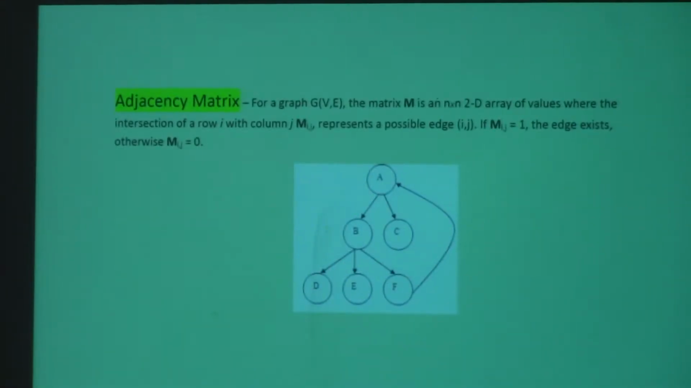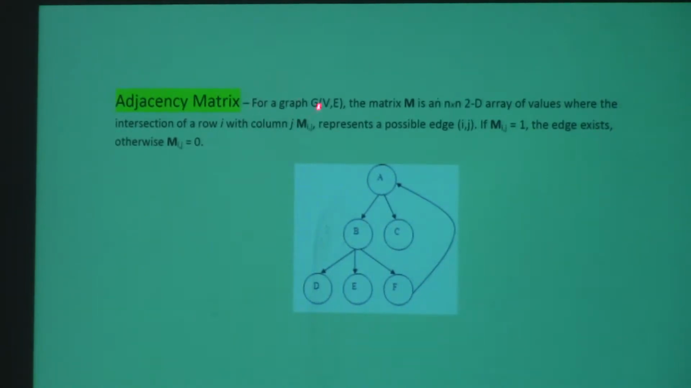Now, graphs can be represented in programming languages 2 different ways, typically. One of them is a matrix, a 2-dimensional array. Another one is called a list. And these are called an adjacency matrix and an adjacency list. So let's take a look at the adjacency matrix.